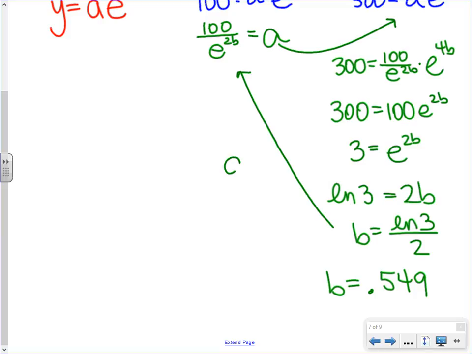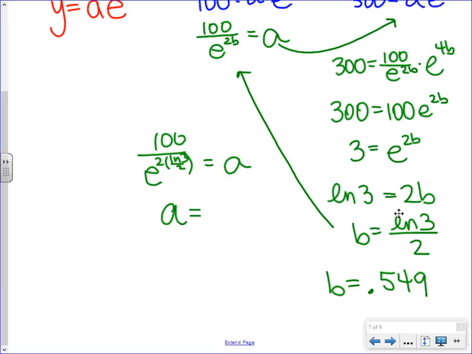So we've already solved for A. A is 100 over e to the 2 times b. Well, b is the natural log of 3 over 2. What is our A value? I got 33 and a third.